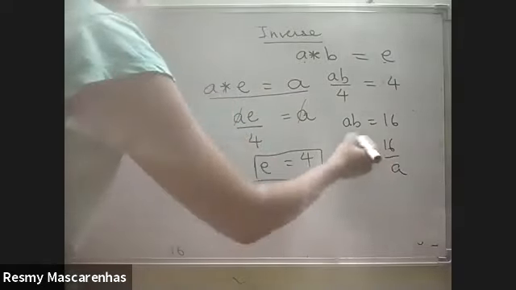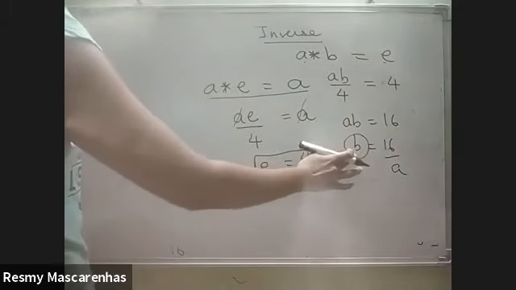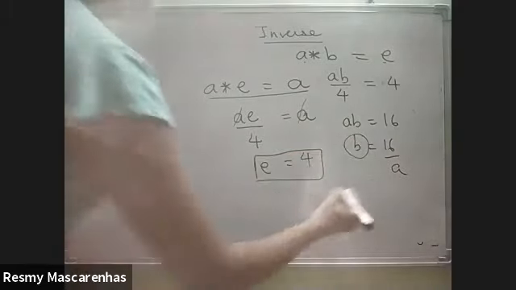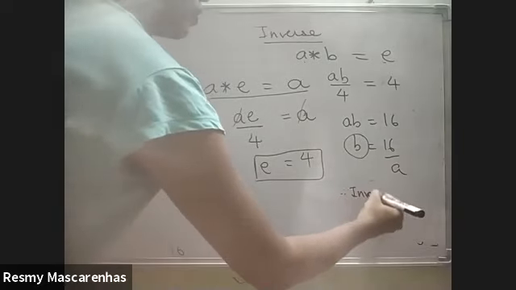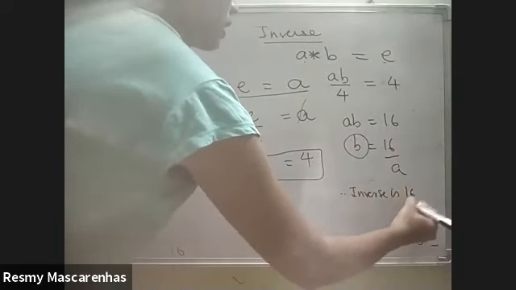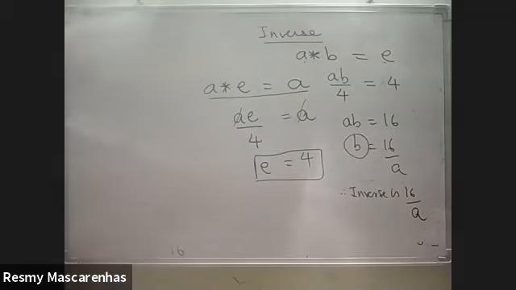So always B will be your inverse. Keep B here, take everything on the other side. Therefore, inverse is 16 upon A. You have to keep B there and take the rest of the things on the other side. So B is nothing but inverse. So the inverse value is 16 upon A. So that's it with that problem. If you are finished, you can start attempting the second one.